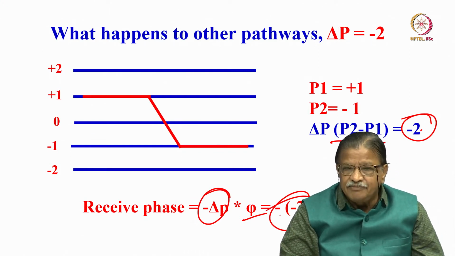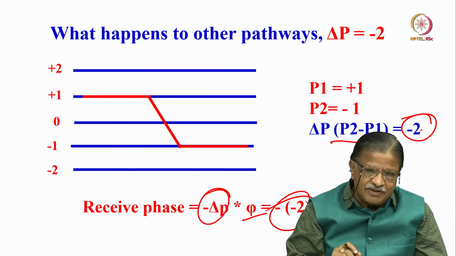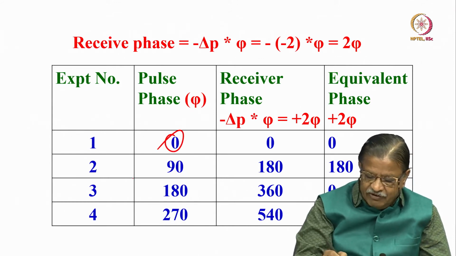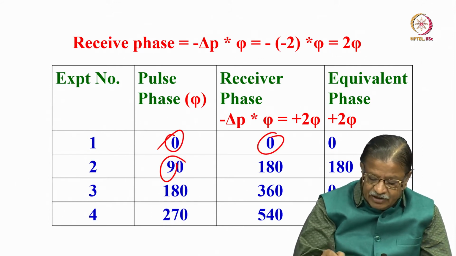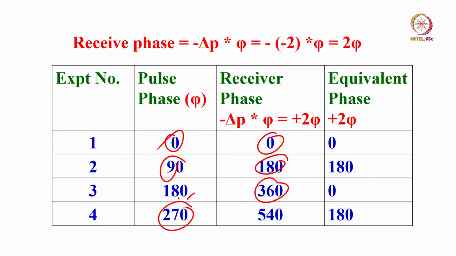I have to select receiver phase twice of the transmitter pulse phase. My pulse phase, if it is 0, receiver phase is 0; 90, it is 180; 180, it is 360; 270, it is 540. Of course, 360 means one full rotation, it is nothing but 0.